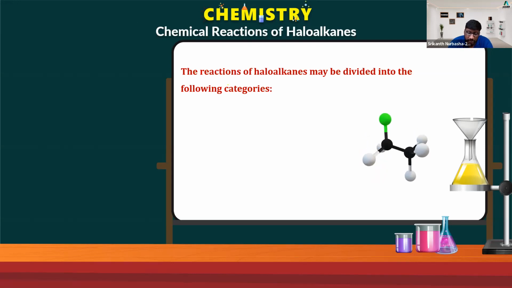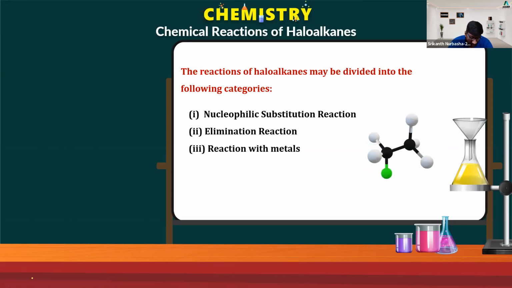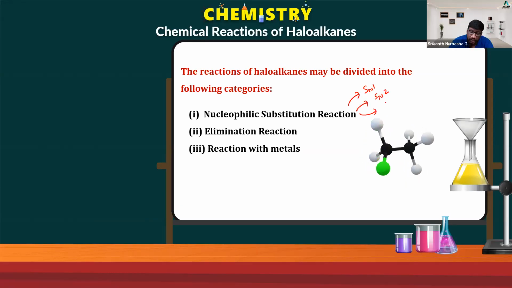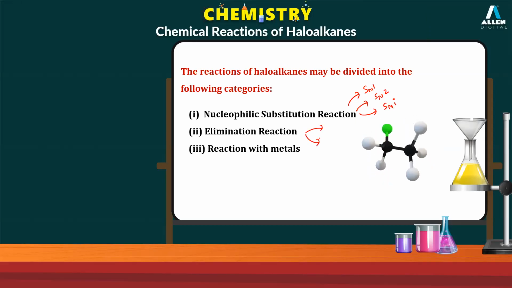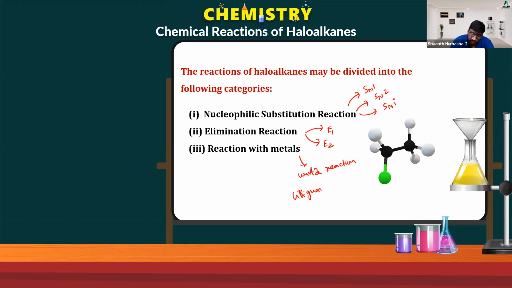The reactions of haloalkanes may be divided into the following categories. We have nucleophilic substitution reactions. In the nucleophilic substitution reaction, what types have we discussed earlier? SN1, SN2. Elimination reactions, E1 and E2. And reactions with metals, like the formation of Grignard reagents. Wurtz reaction, Grignard reagent. Okay, these are the reactions which you are going to see.